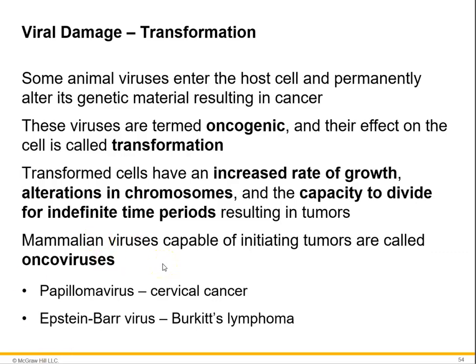So transformed cells are going to grow faster. They're going to have alterations in their chromosomes, right, in the DNA material. And they're going to have the ability to divide indefinitely. And all of this is going to result in tumors. Oncogenic viruses are called oncoviruses. And here's a couple examples. We have the human papillomavirus. This can cause cervical cancer. And we have the Epstein-Barr virus, or the common cause of mononucleosis, which rarely can result in Burkitt's lymphoma.